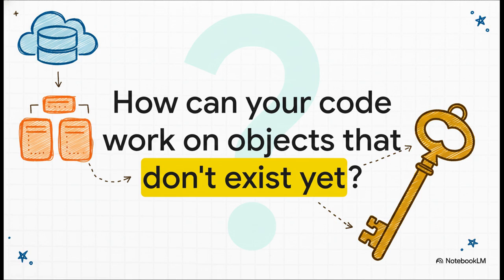So, let me just start by posing a question. What would you do if you had to build something today that has to work with custom objects or fields that your users might not even create for another 6 months? I mean, how is that even possible? How can your code know about things that literally don't exist yet? Well, that is the exact problem that Dynamic Apex was built to solve.